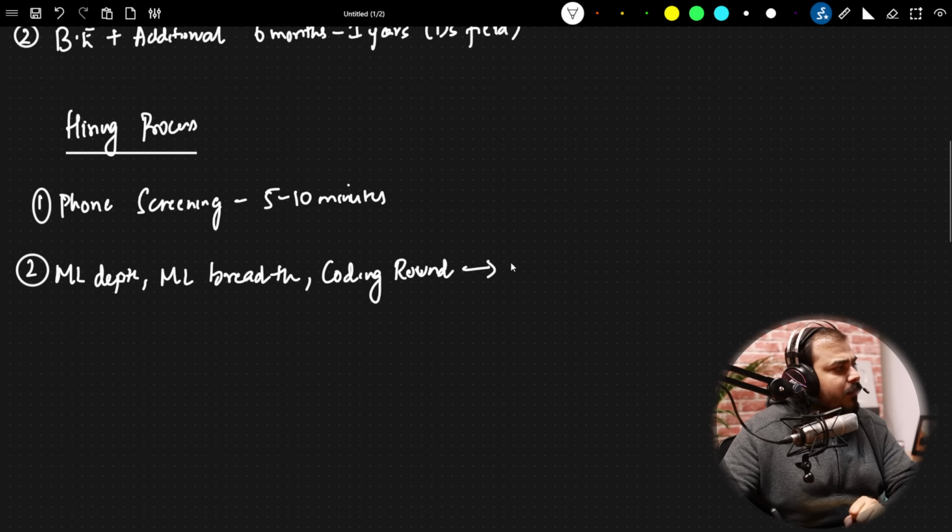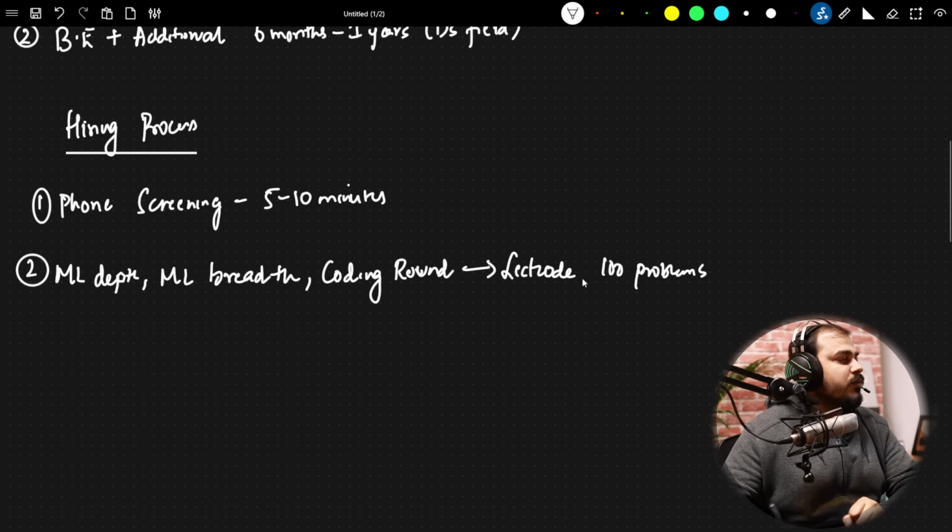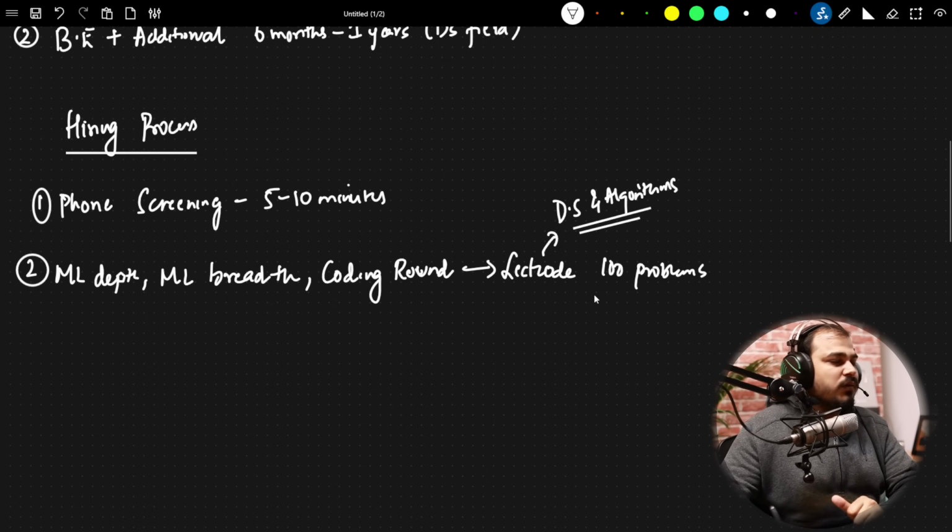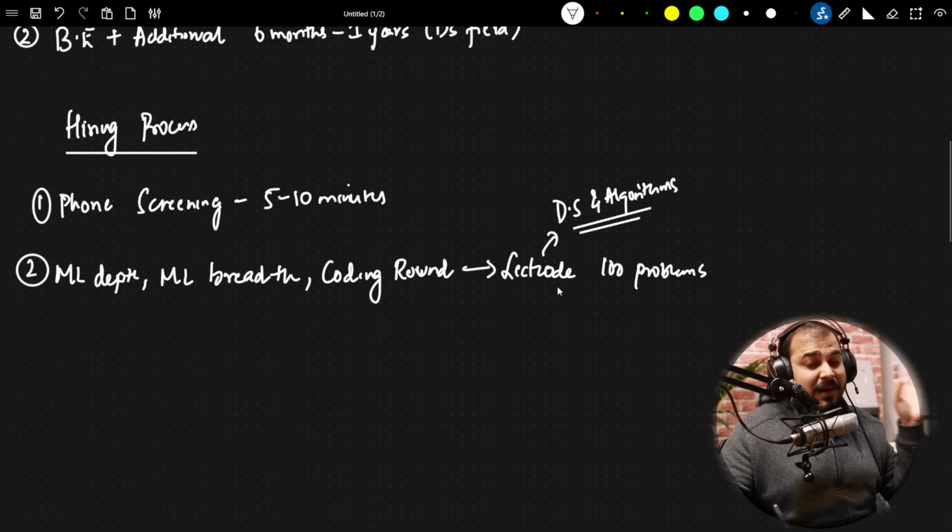In the coding round, if you solve LeetCode 100 problem statements, that is more than sufficient to get into these product based companies. Any product based companies, and they will focus on data structures and algorithms, not competitive programming. If you are able to solve 100 or 200 problems, that will be more than sufficient. This is the blunt information I have got from them.